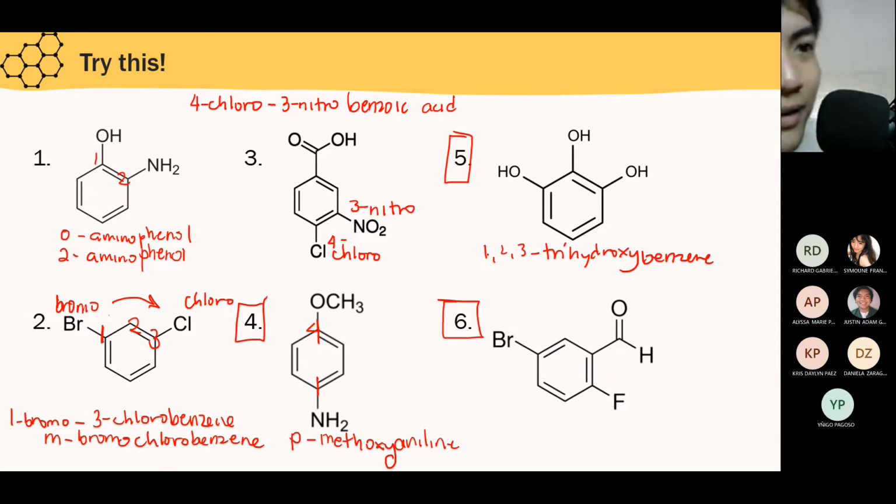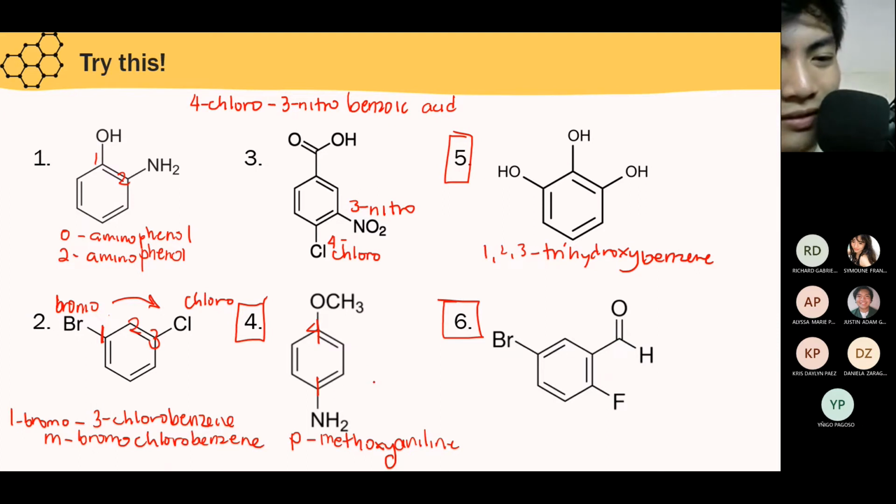Siguro sa practice quiz, ganito yung mga exercise natin. You will be given a molecule, alamin mo yung parent, and then, of course, the corresponding name. So, yun, 1,2,3-trihydroxybenzene. And last one, number 6.